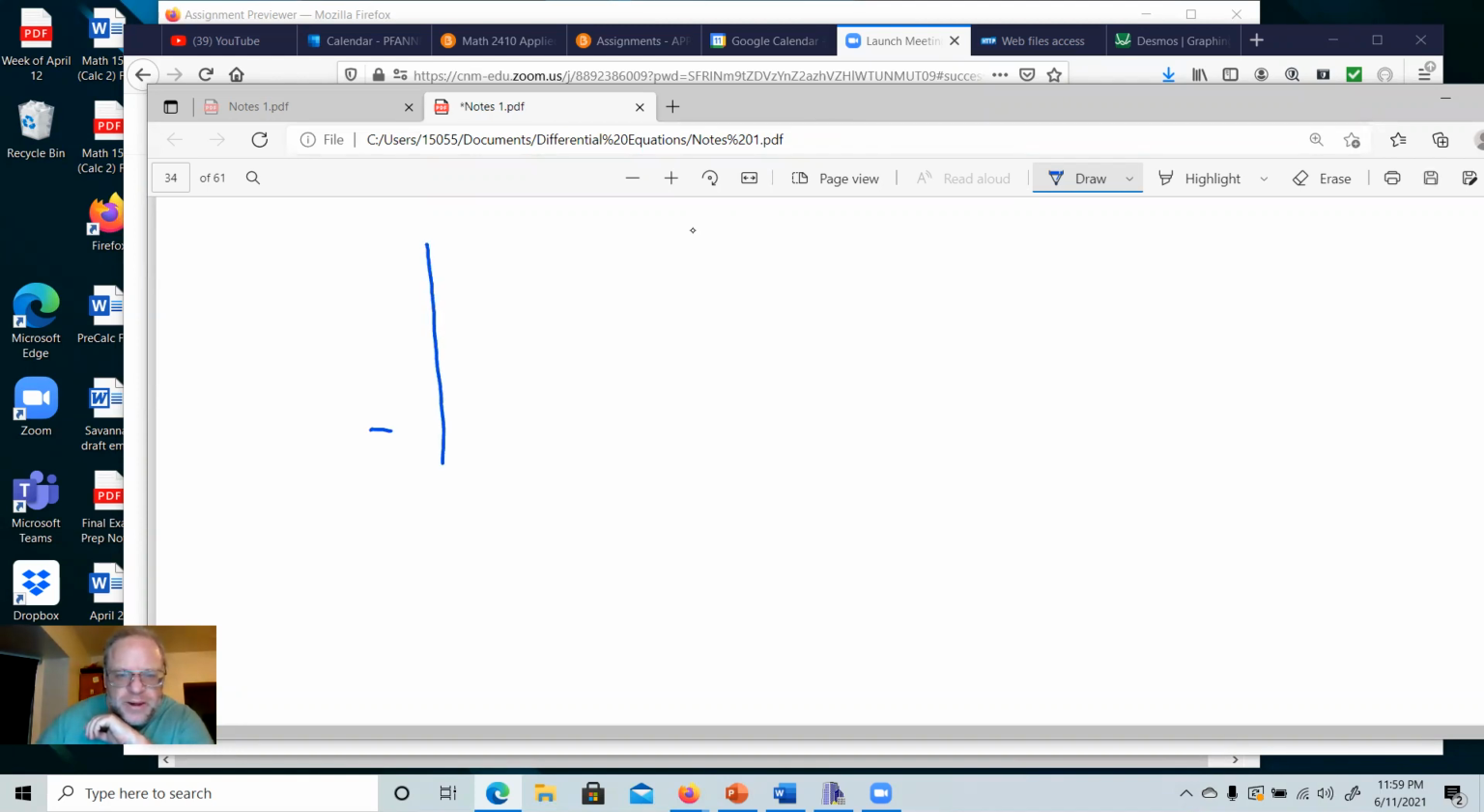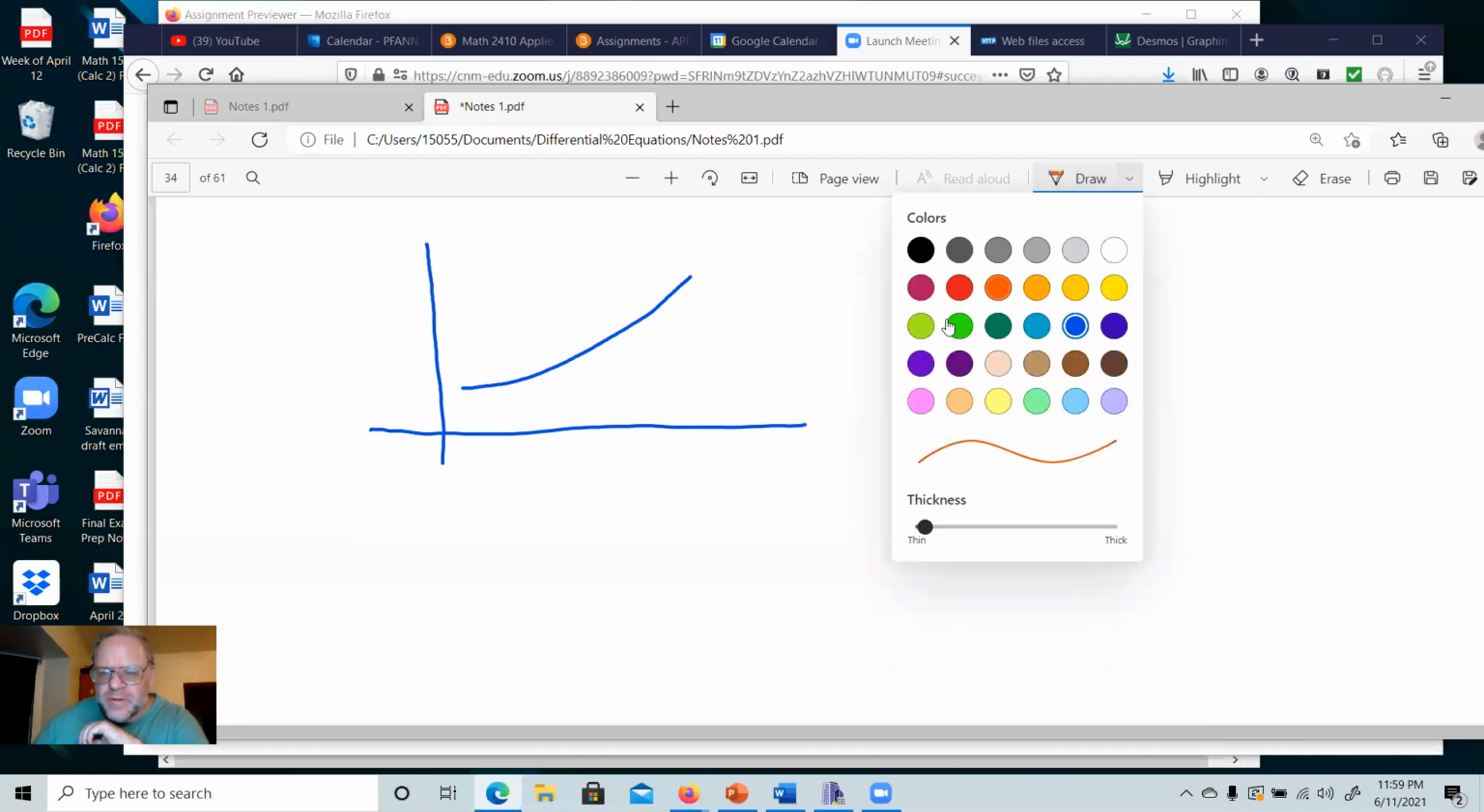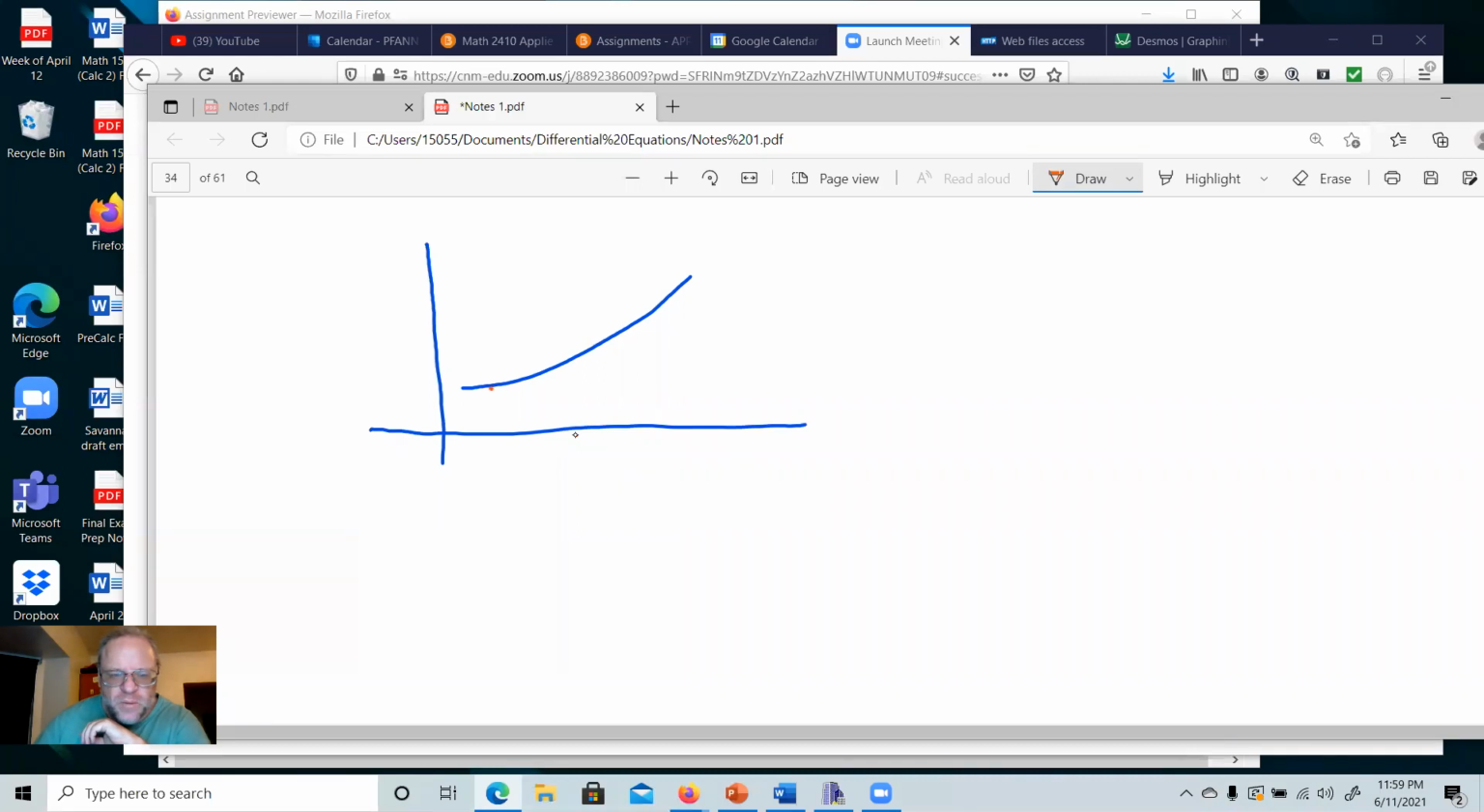And Euler's method, it looks like we have a curve. Let me get a better curve than that. A little bit more gentle. And what we did is we had our beginning point, and we got an estimate for our slope, and then we took a step, and I know this is a huge step, but that's what we're doing. We got our next point here.